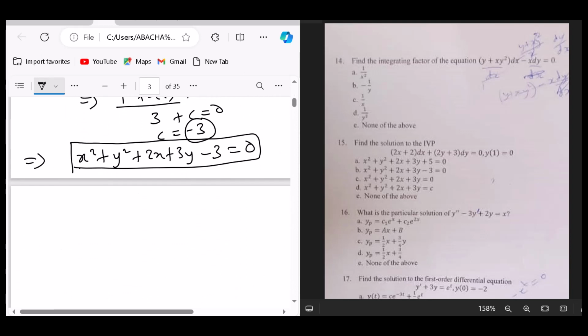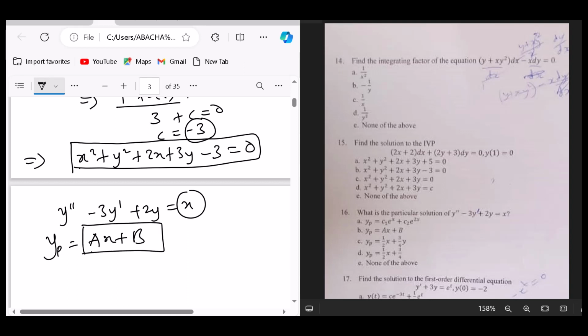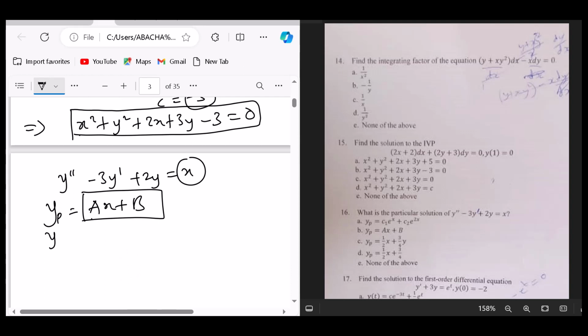we have y prime prime minus 3y prime plus 2y equals x. We are asked to find a particular solution. So here we are going to use the method of undetermined coefficients. So this is x, it's a linear function, and so we can write y of p to be ax plus b, because all linear functions are of this form. Okay, now we differentiate it once. y prime is equal to a, y prime prime is equal to 0.